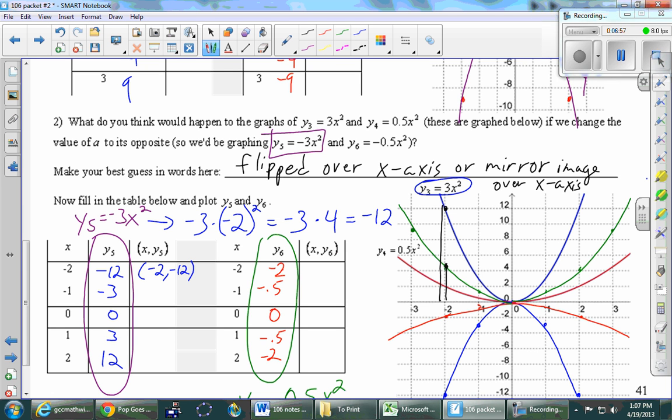How about the red one compared to the green? You can say the red one is shorter. I can look at that point right there and say, oh, it's only this tall instead of the height of the green one there. Or you could say the red one is like a little bit wider than the green one. Both good ways to say it. And the equation of the red one is 0.5x squared.